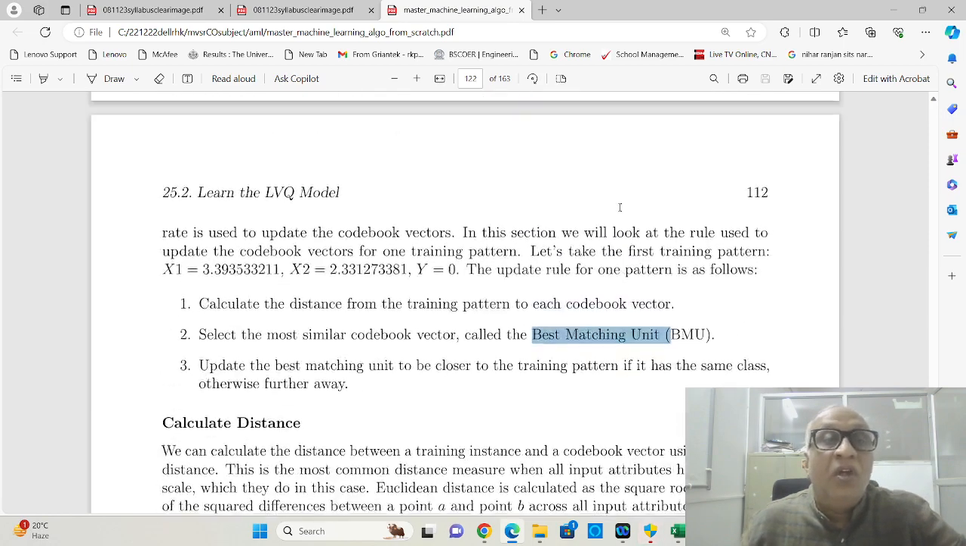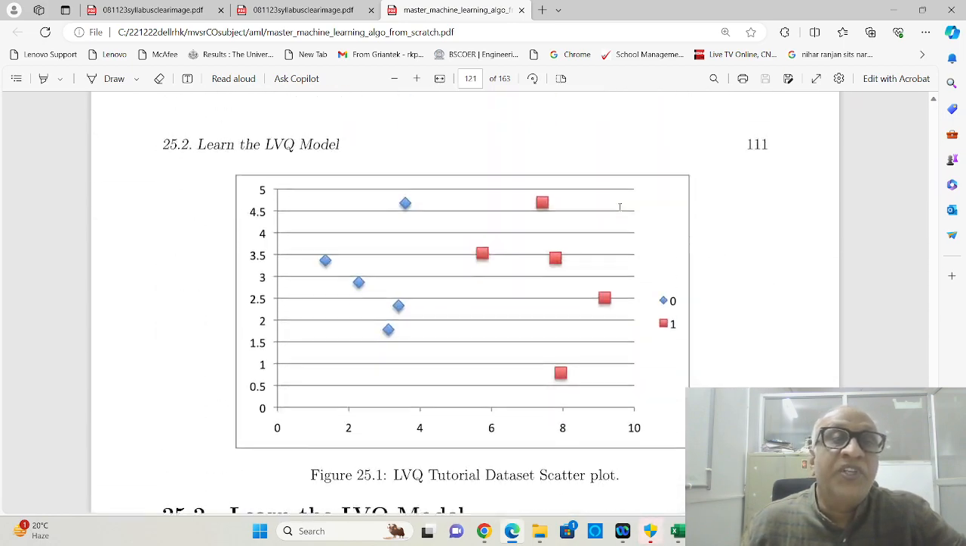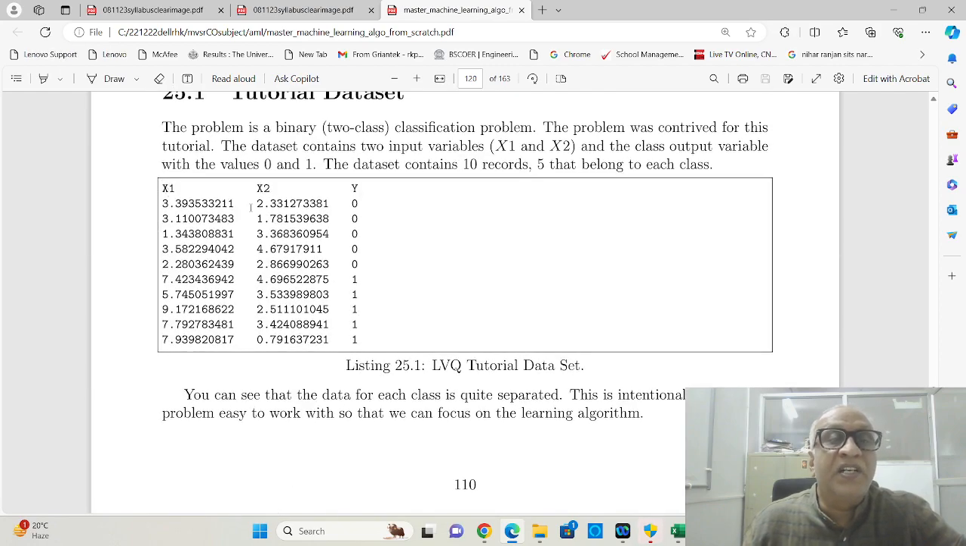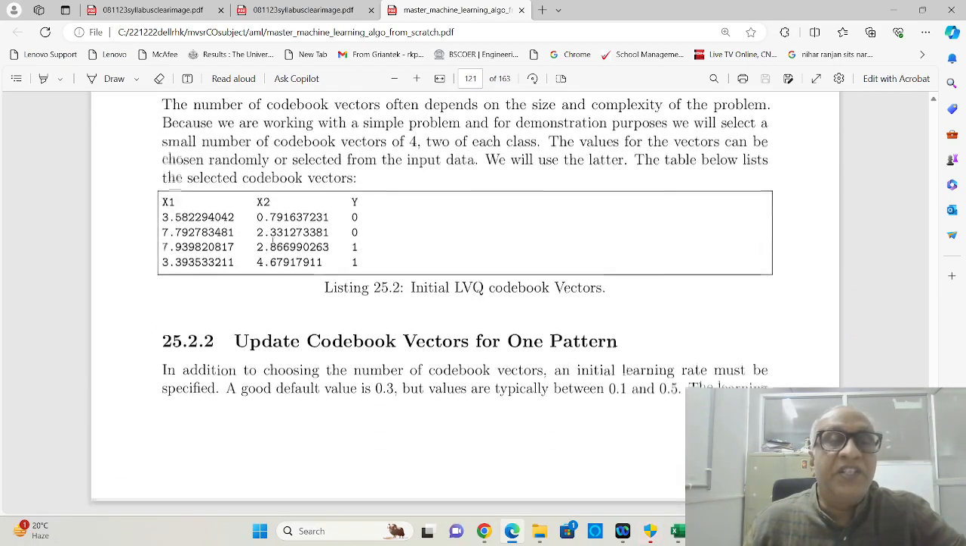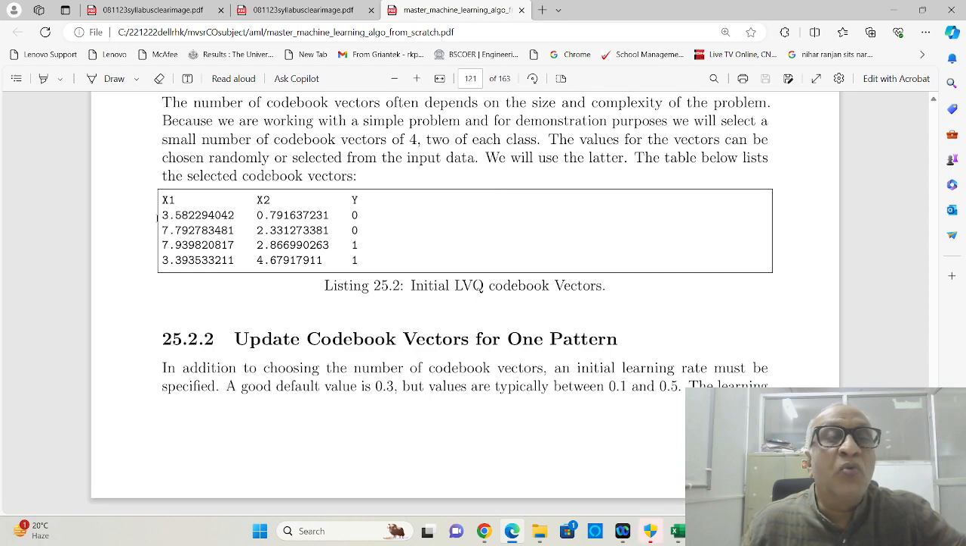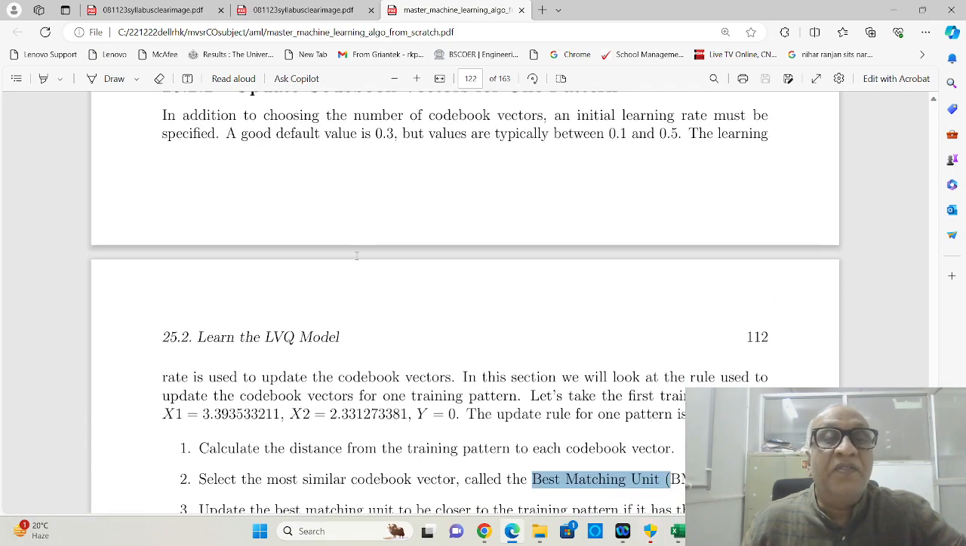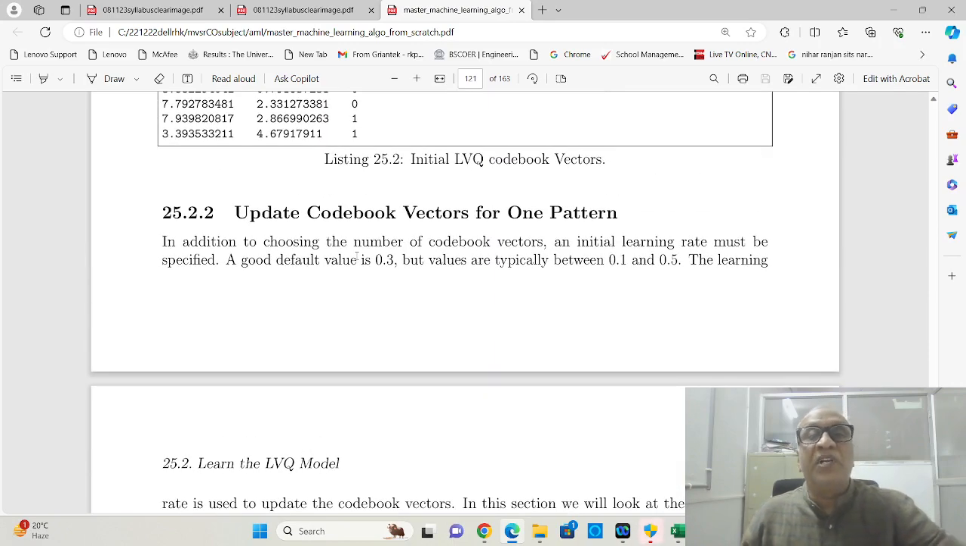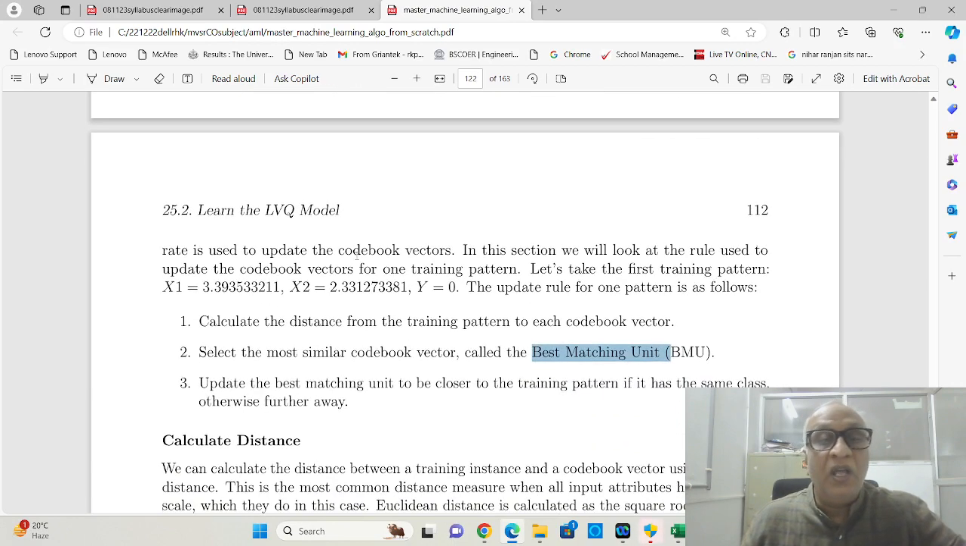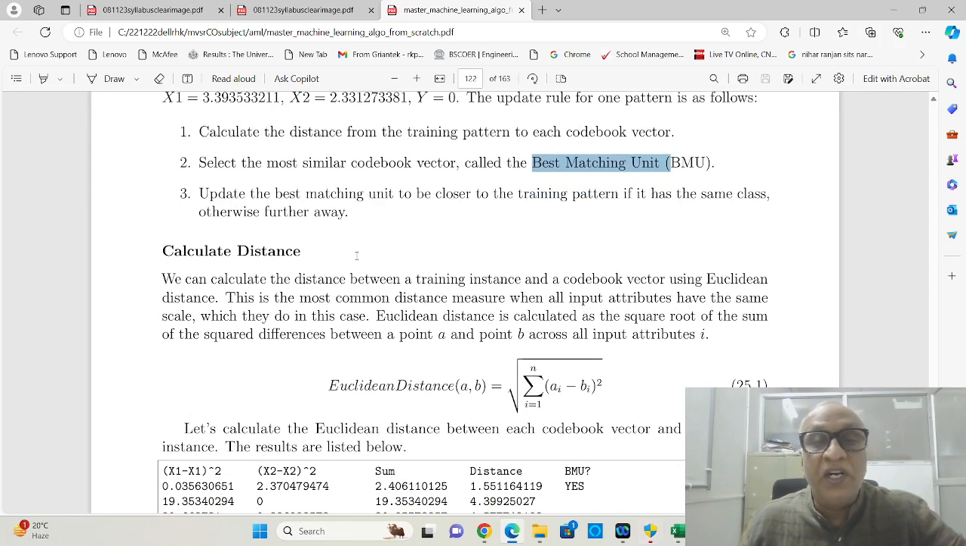Now see the flow. This is my data set of 10 records. The next step is the codebook vectors, which randomly take 4 records from the training data set. After that, the target is to update the codebook vectors for one pattern. How do I update it? Using Euclidean distance.